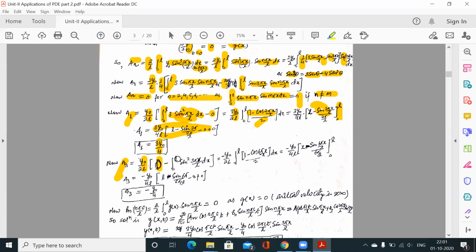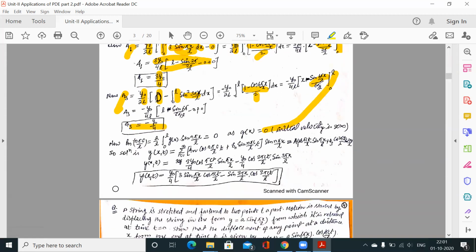Next, minus the second integration from 0 to l. This is sine 3 pi x by l and sine 3 pi x by l. So sine square 3 pi x by l. Again, to integrate this, we will convert using 1 minus cos 2 theta by 2. We will integrate this and apply the limits. We will get one value, that is minus y0 by 4.